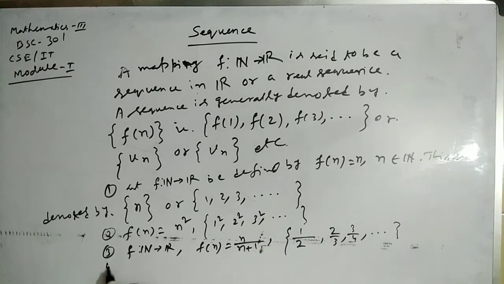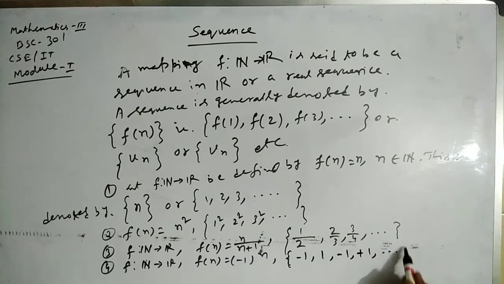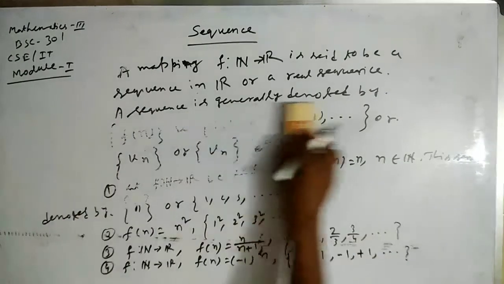Now next example, number 4. If f from n to r is defined by fn equal to minus 1 to the power n, the sequence will be like this. For n equal to 1, this will be minus 1. For n equal to 2, this will be plus 1. And like this, it will continue: minus 1, plus 1, minus 1, plus 1.